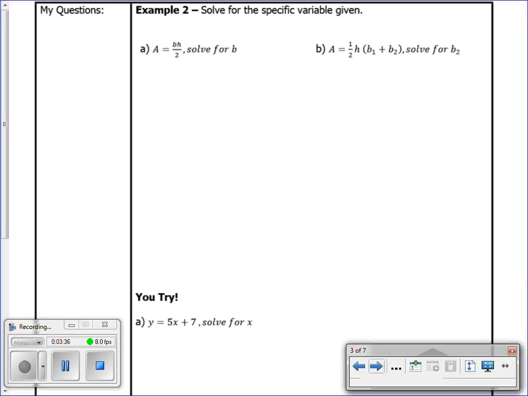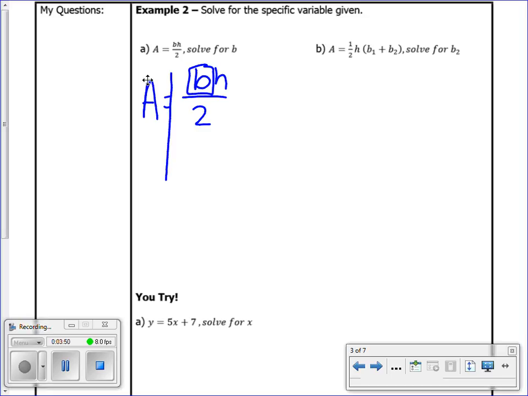Example 2, again, says solve for the variable given. In letter A, we have A equals BH divided by 2, and it wants you to solve for B. So I'm going to put a box around B and draw a line. We have a fraction. We clear fractions by multiplying by the denominator. So you want to multiply both sides by 2. When we multiply both sides by 2, we end up getting 2A equals, our 2's cancel, BH.